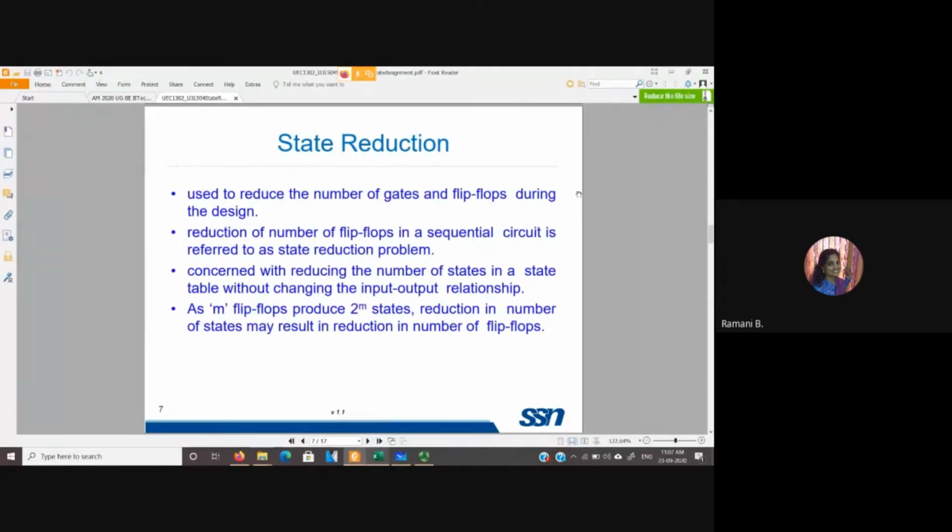The first thing, as I was saying, is this is used to reduce the number of gates and flip-flops used during the design. By reducing the states, automatically there is a possibility of reducing the number of flip-flops required in the circuit, and thereby maybe some other additional gates that you use can also get reduced. So that's the reason for seeing this state reduction.